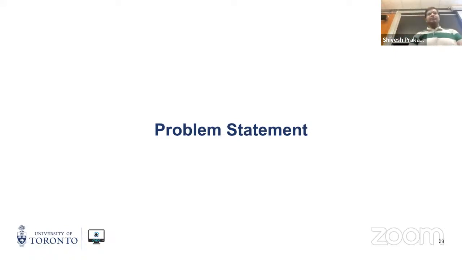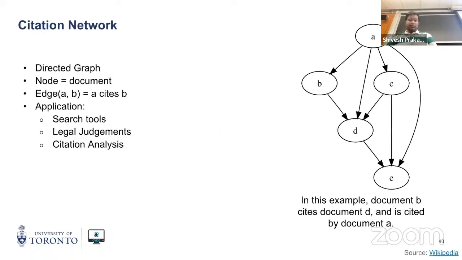So now we'll talk about a specific problem where we'll use a specific type of GNN to solve it. So let's understand the problem first. The problem we have here is of a citation network. A citation network is basically a graph where each of the nodes represents different documents, or you can think research papers here.